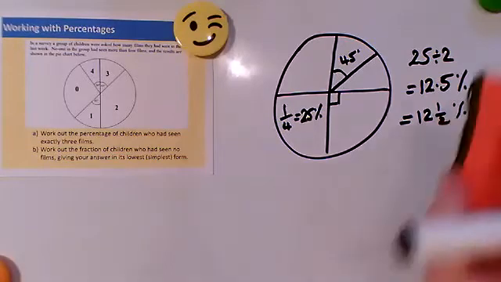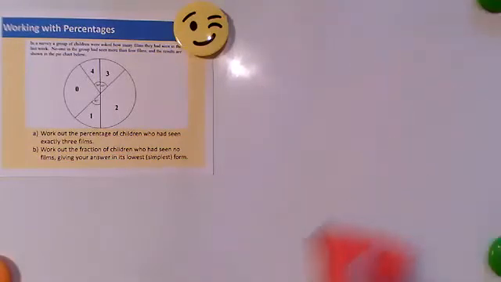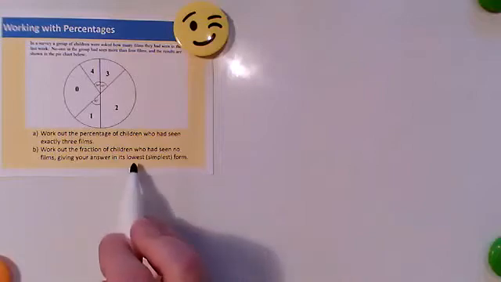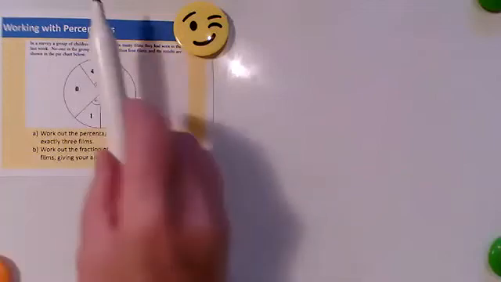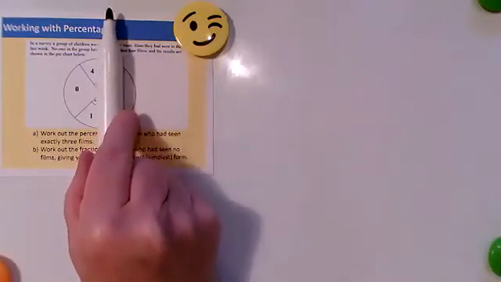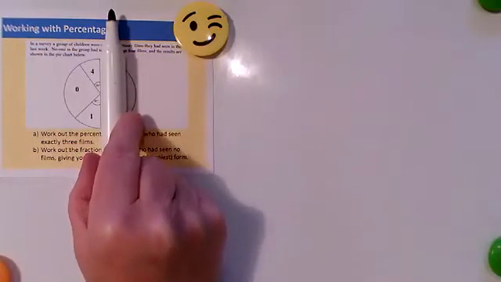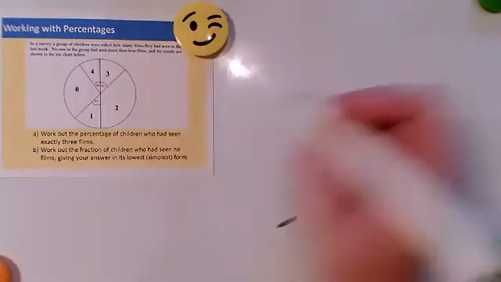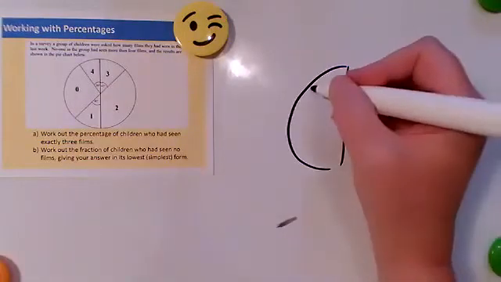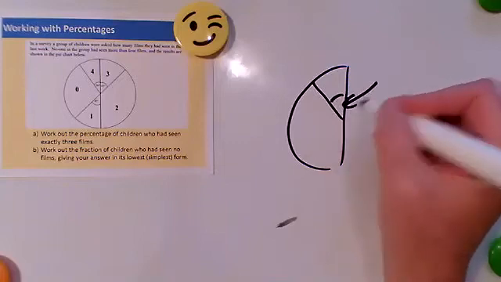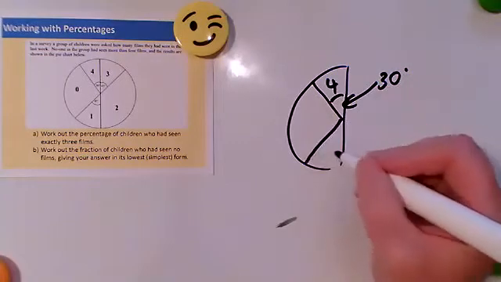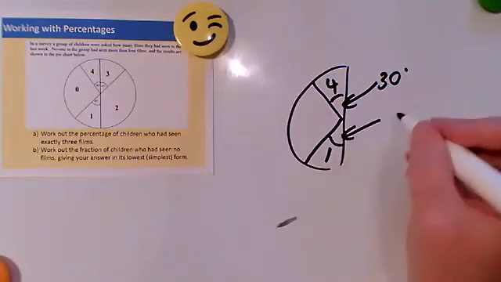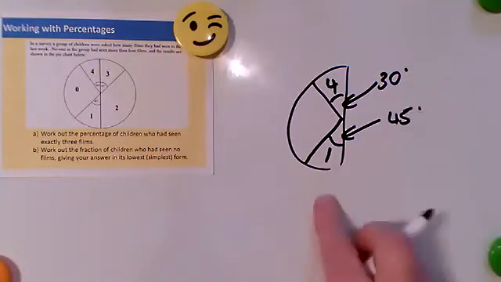So that's part A. Part B moves on to ask us about the fraction of children who had seen no films. So if we just look at this half of the pie chart, oops, I'm just going to draw that out quickly. We're told that this is 30 degrees. Those children who saw 4 films. And then the children that saw 1 film, that is 45 degrees.